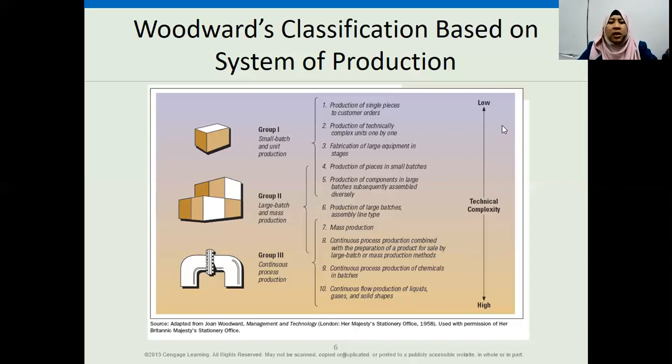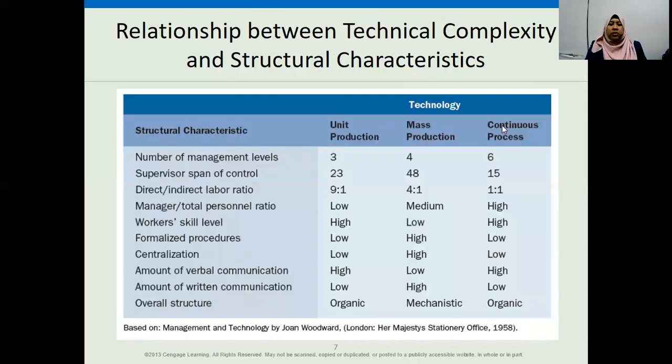And the technical complexity is very high, which means group 3 is more concerned with the technical part. Okay, because they said technical complexity in here. So this is the relationship between the technical complexity and the structural characteristic.